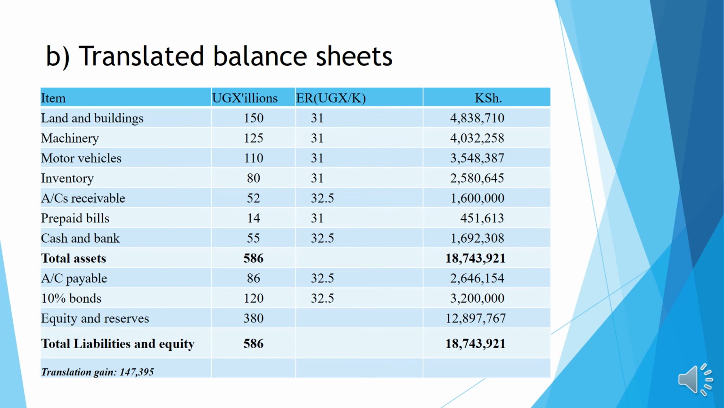Now, the translation gain or loss is declared at the bottom of the balance sheet separately. Of course, it is embedded within the equity and reserves, but here you disclose it.